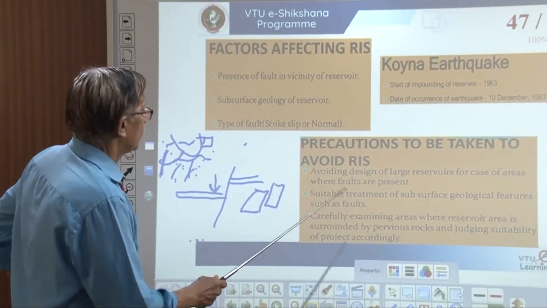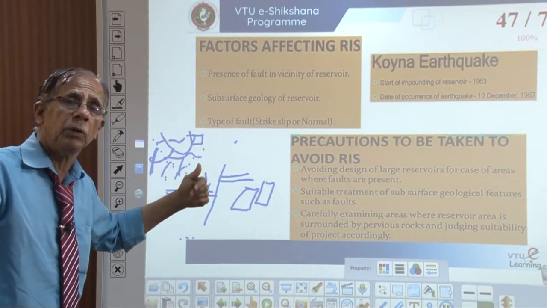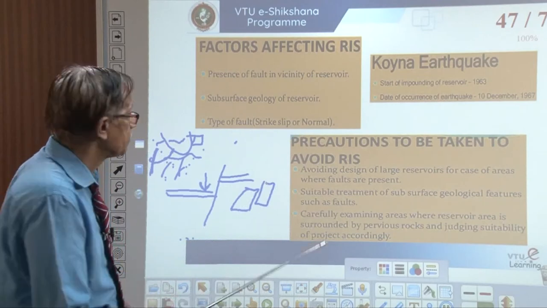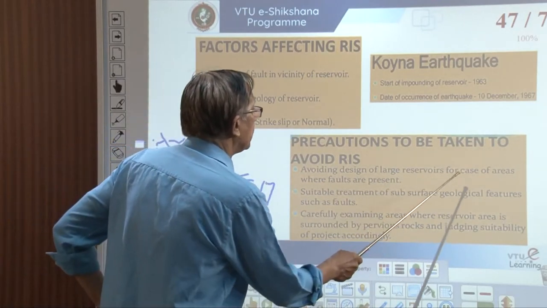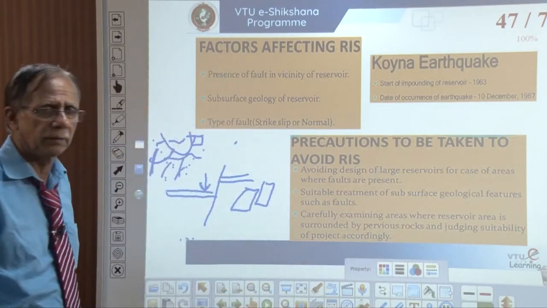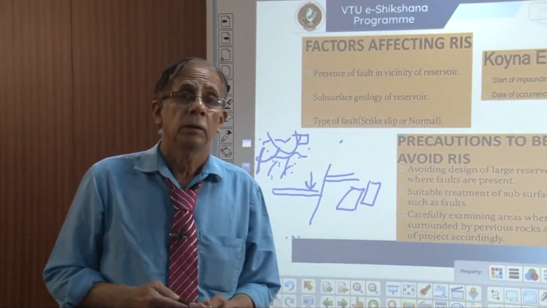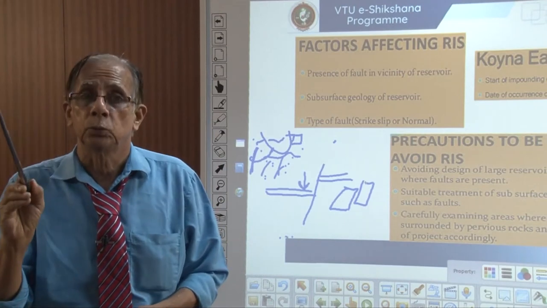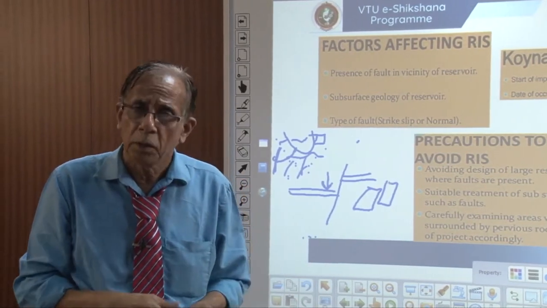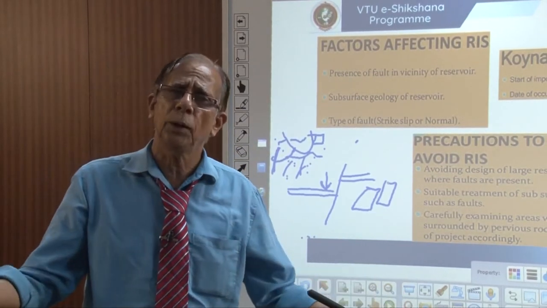So, now, precautions to be taken to avoid reservoir induced seismicity. There, we have taken some precautions about the construction of buildings, etc. Now, the reservoir is also another matter: avoid designing a large reservoir for areas where faults are present or which are seismic prone. For example, during heavy rain, we read in the newspaper that Tungabhadra dam is so much filled, so much filled. We are worried only about Tungabhadra, not other dams. During any earthquake, we read in the newspaper, Koyna dam is safe, Hidkal dam is safe. Why? As if there are only two dams, when there are hundreds of dams.